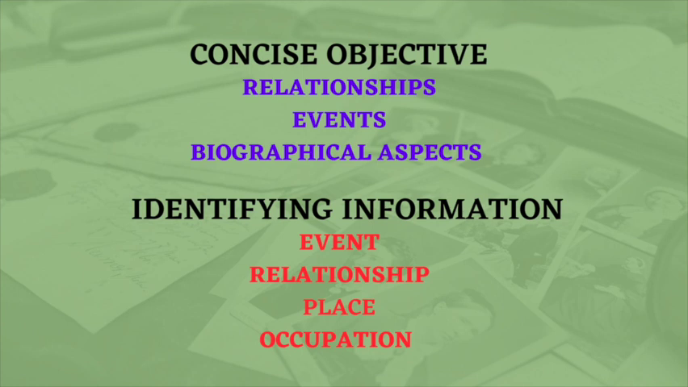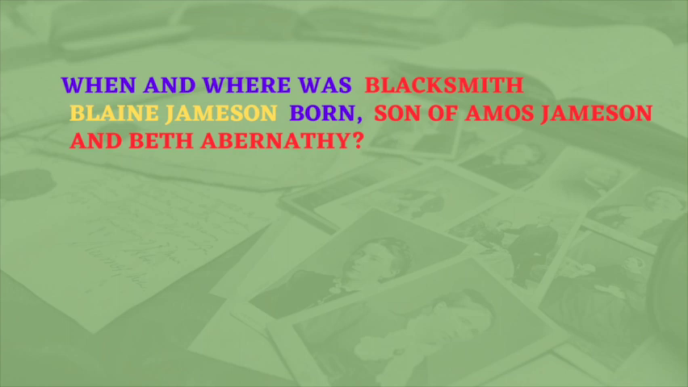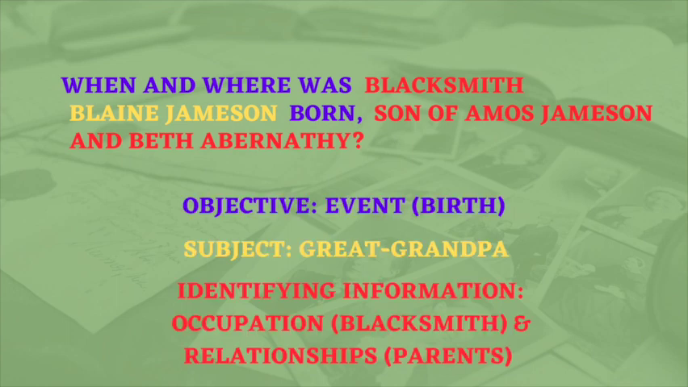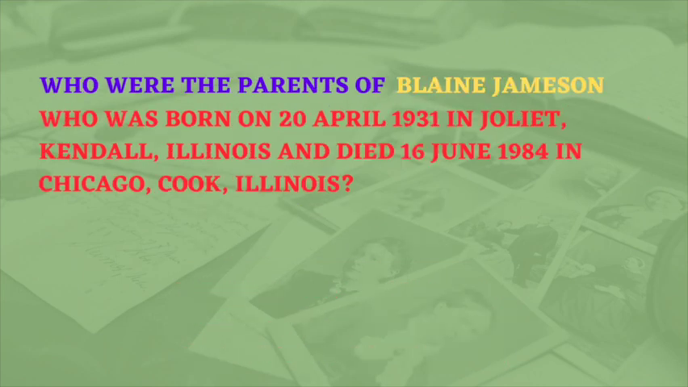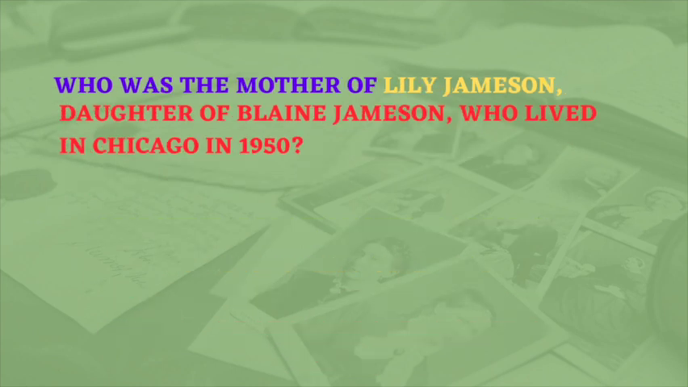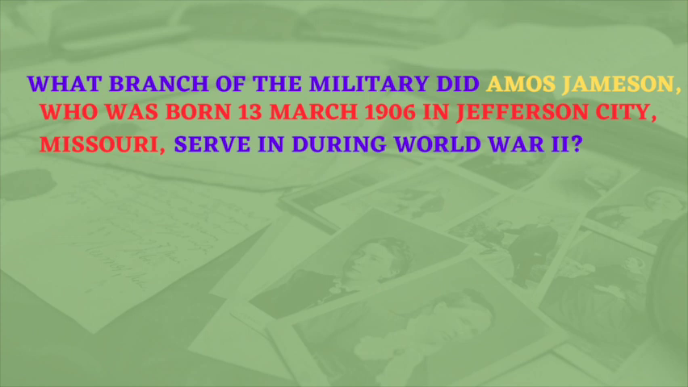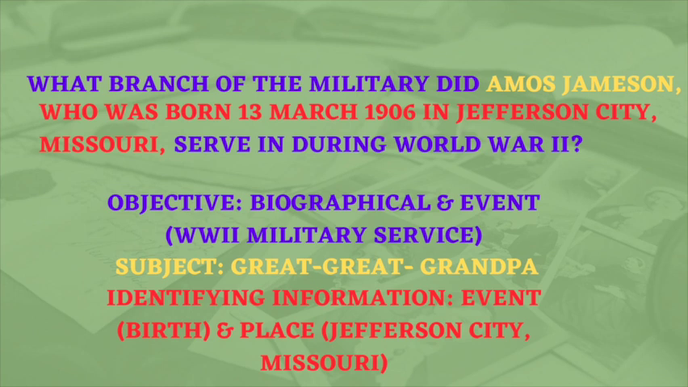So let's write a few research questions using that formula. When and where was blacksmith Blaine Jameson born, son of Amos Jameson and Beth Abernathy? Or, who were the parents of Blaine Jameson, who was born the 20th of April, 1931 in Joliet, Illinois, and died the 16th of June, 1984 in Chicago, Illinois? Who was the mother of Lily Jameson, daughter of Blaine Jameson, who lived in Chicago in 1950?